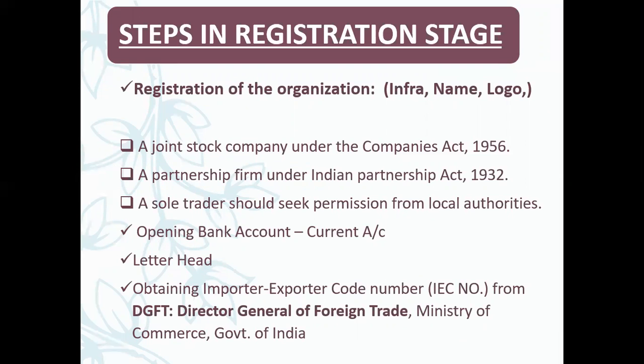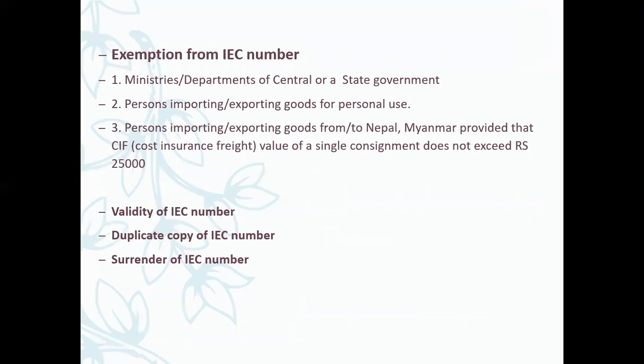Then for the bank account, the exporter must have his PAN number, that is permanent account number. Then he should obtain his IEC number, that is import export code number, from the DGFT, that is Directorate General of Foreign Trade, Ministry of Commerce, Government of India. Validity of the IEC number must be checked. A duplicate copy of the IEC number must be kept.